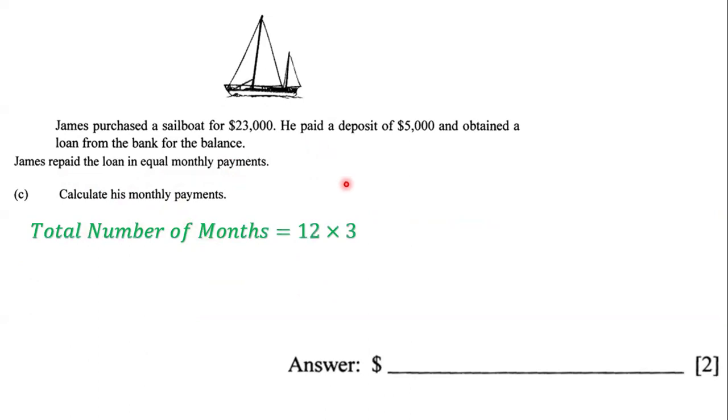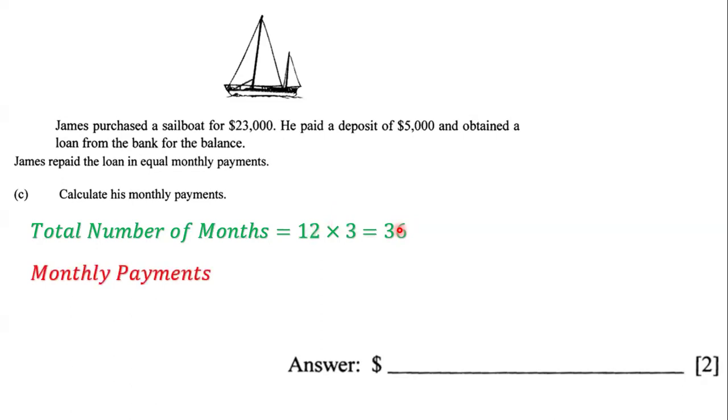And so how many months is that? Well, we do 12 times 3, because there are 12 months in a year and there are 3 years. So it's going to be 12 times 3, which is 36 months. So the total number of months is 36 months.